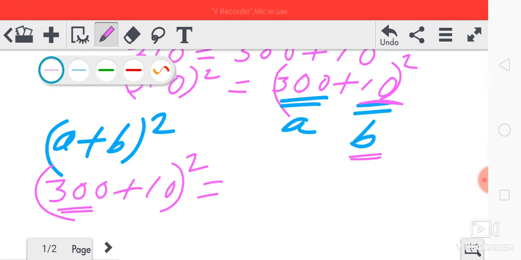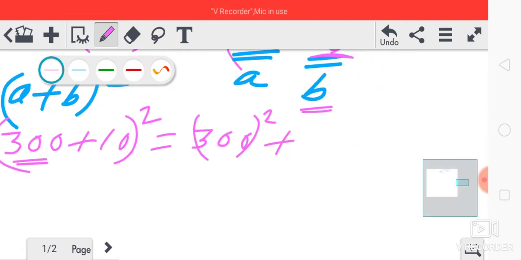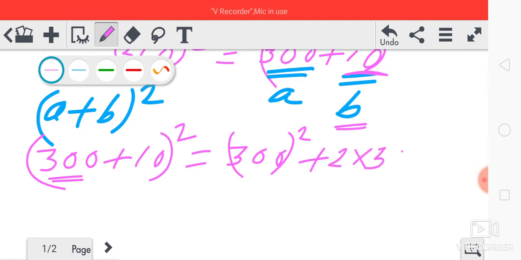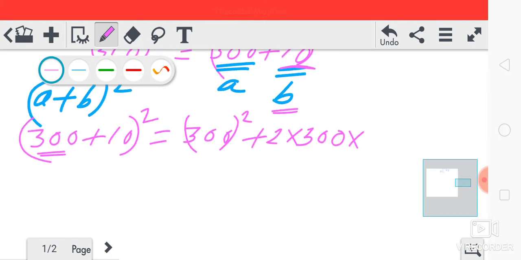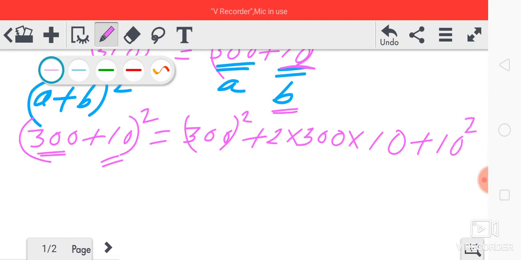So A square means 300 square. Then plus 2AB. 2AB. So 2 into A. In place of A, what is there? 300. Then 2AB. What is our B? In place of B, 10 is there. So we'll multiply 10. Then A square plus 2AB plus B square. In place of B, what is there? 10. So we'll write here 10 square.